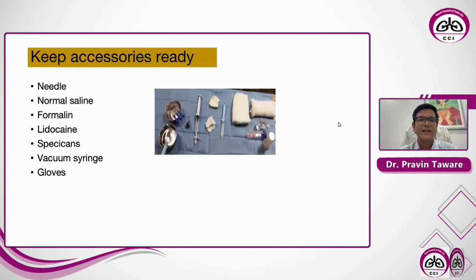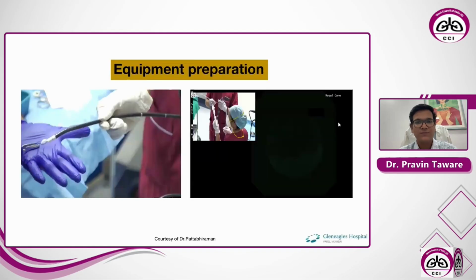Keep all the accessories ready before going for the procedure. Keep your EBUS needle ready, normal saline, formalin for collecting the samples, lignocaine, all the specimen containers should be ready, the vacuum syringe which you require for EBUS sampling, and gloves.